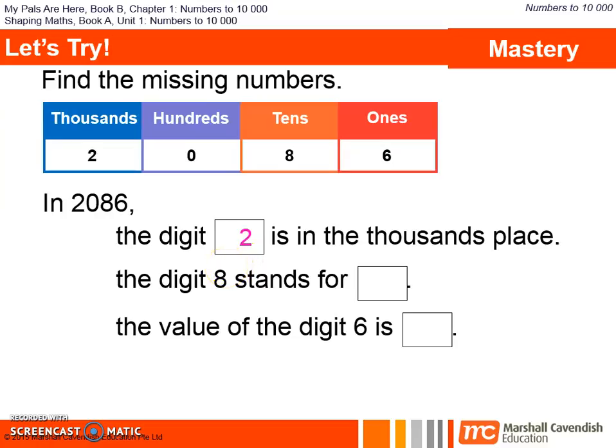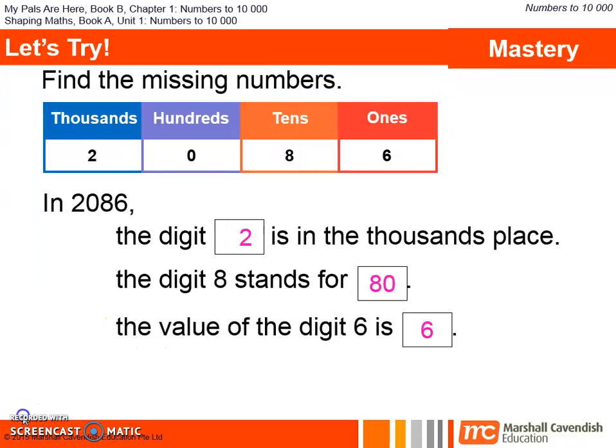The digit 8 stands for... Now this is a value question. Did you say 80? Well done. Now the next value question. The value of the digit 6 is... Did you say 6? Well done.